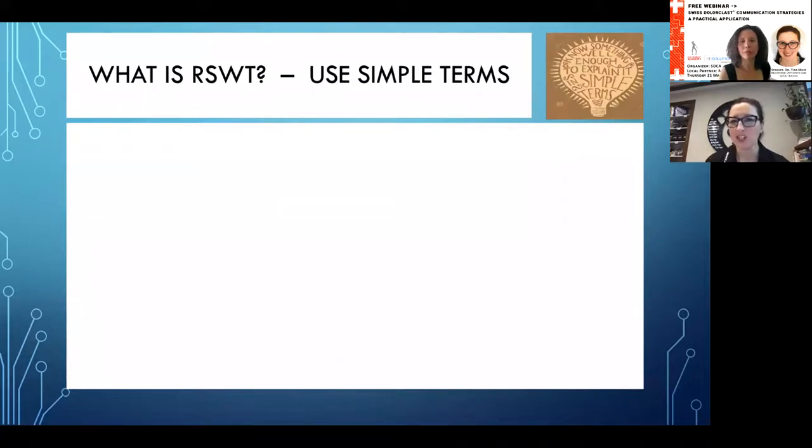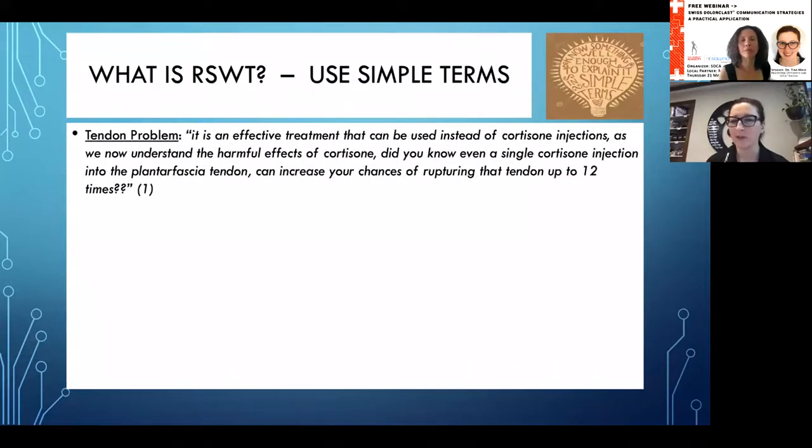So what is shockwave in simple terms? If we've got a tendon problem, I say things like this. It's an effective treatment that can be used instead of cortisone injections, as we now understand the harmful effects of cortisone. And then I often throw this in. Did you know even a single cortisone injection into the plantar fascia tendon can increase your chances of rupturing that tendon up to 12 times? Like, that's crazy. Who wants a cortisone injection? Like, no one after that.